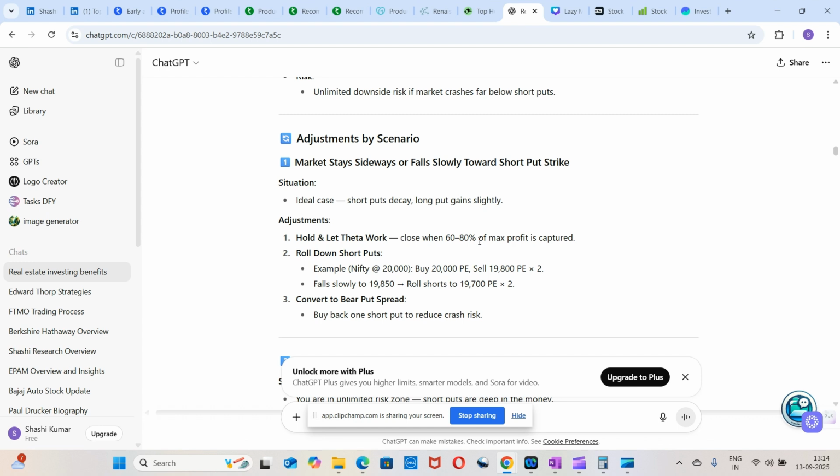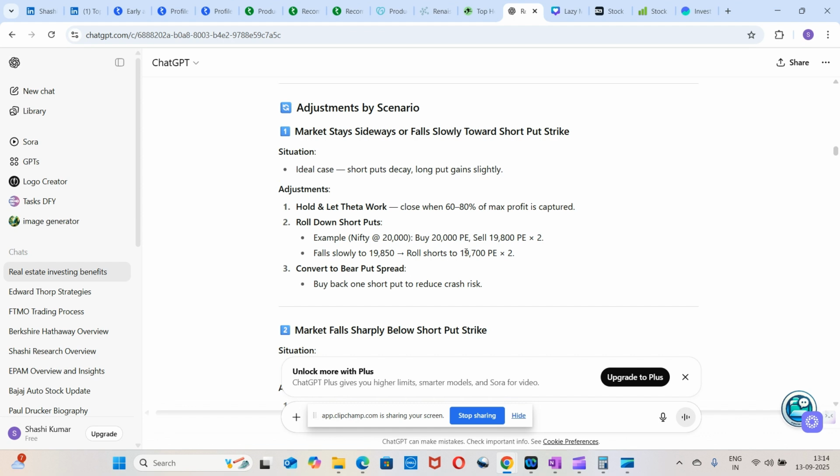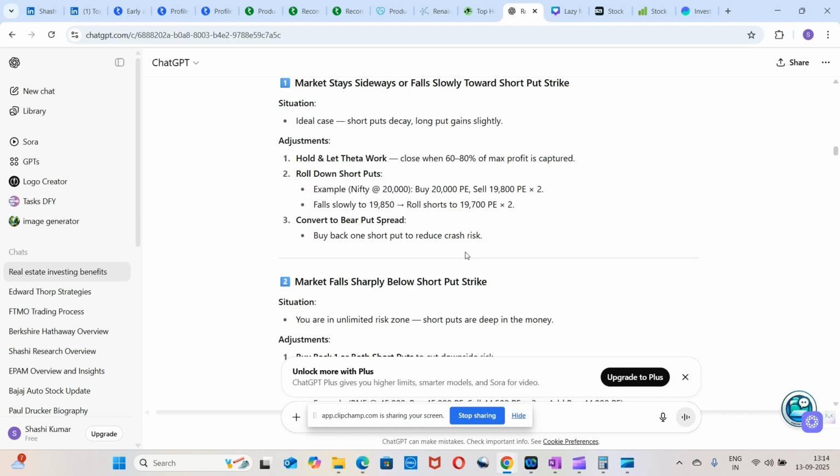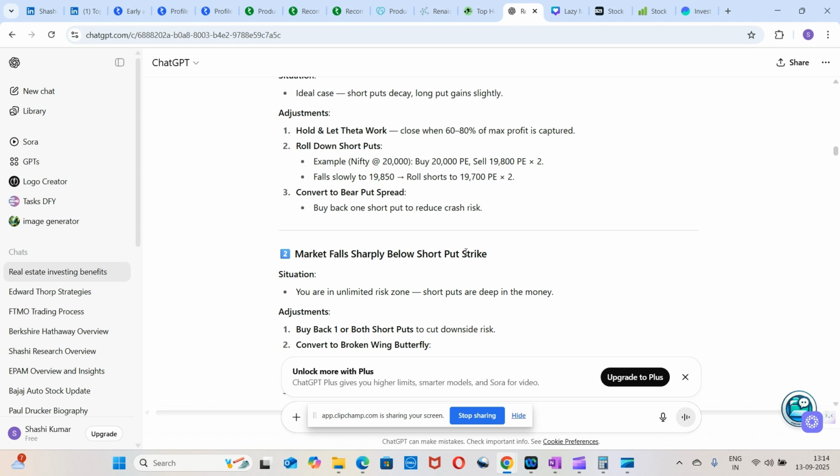So for example, Nifty is at 20,000. You bought 20,000 PE and you sold 19,800 PE two lots. So Nifty falls to 19,850. You roll that 19,800 PE to 19,700 PE by selling 19,700 PE two lots there. Or you could also do a conversion to a bear put spread. You buy back one of the shorted PE, then it becomes a bear put spread, and it reduces your risk, basically crash risk. It basically makes it a hedged position, and also a risk and reward defined position.